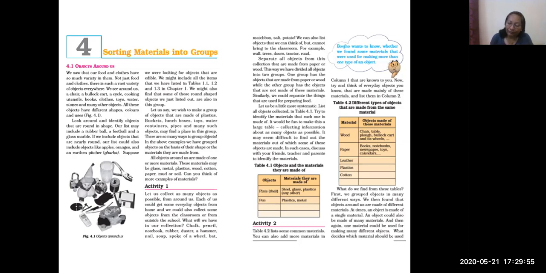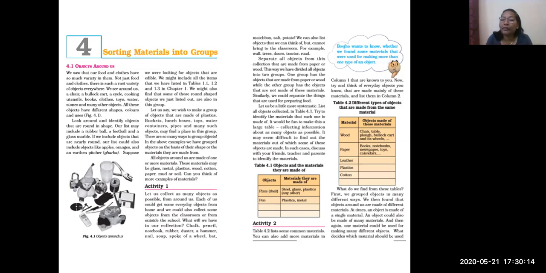Plate, the utensil or the plate is a thing on which we take our food and eat. Steel, glass, plastic, it can be made of steel, glass, plastic, ceramic, and so on. A pen can be plastic or it can be of metal.